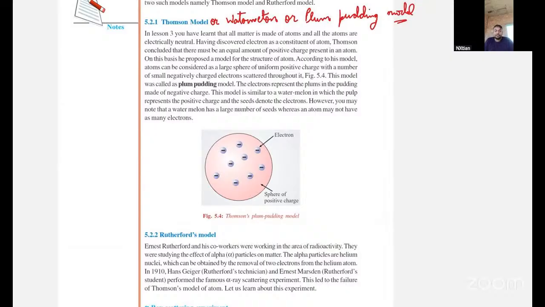The electrons represent the plums in the pudding made of negative charge. This model is similar to the watermelon, in which the pulp represents a positive charge and the seeds denote the electrons. However, you may know that a watermelon has a large number of seeds, whereas an atom may not have as many electrons. Correct. Everyone got this?